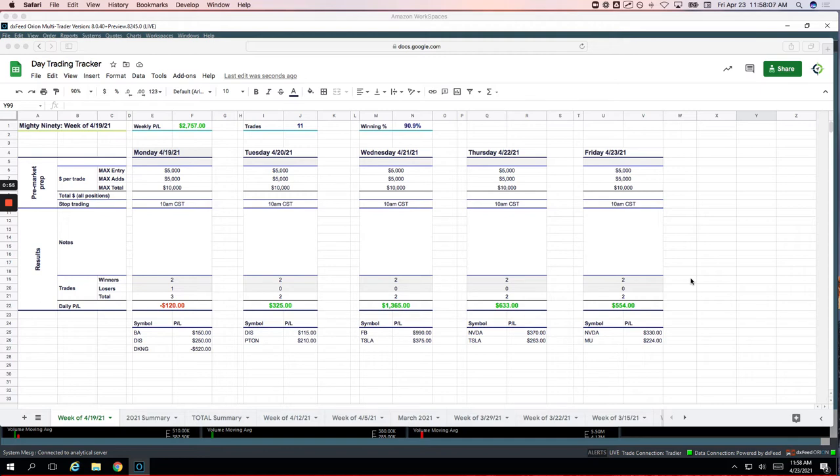And then three is Friday. And, you know, Friday, I like to keep things a little bit smaller and kind of be done early. So I only took a few trades. Mighty 90s did have two trades, two nice winners, NVIDIA for plus 330, MU for plus 224.